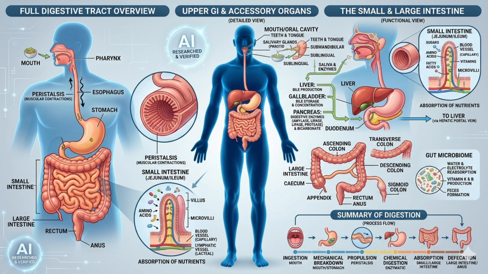Pancreatic juice contains bicarbonate to neutralize stomach acid, amylase for carbohydrates, lipase for fats, and trypsin for proteins. Jejunum and ileum: these sections absorb nutrients, vitamins, and minerals.